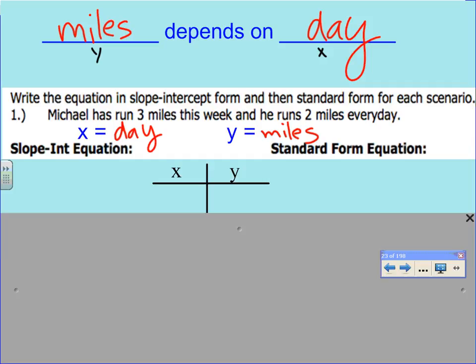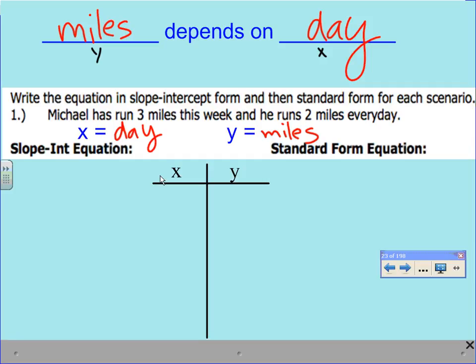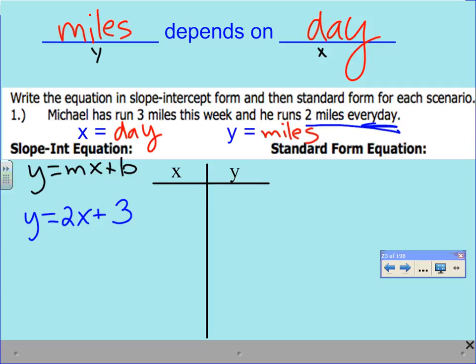Okay, since we did this last year, I want you guys underneath to write down your slope-intercept form, y equals mx plus b. Without me giving you any hints, can anyone tell us, based on that scenario, what is the slope-intercept form? Brianna, what do you think? Okay, why? Awesome, good. So he runs 2 miles every day.